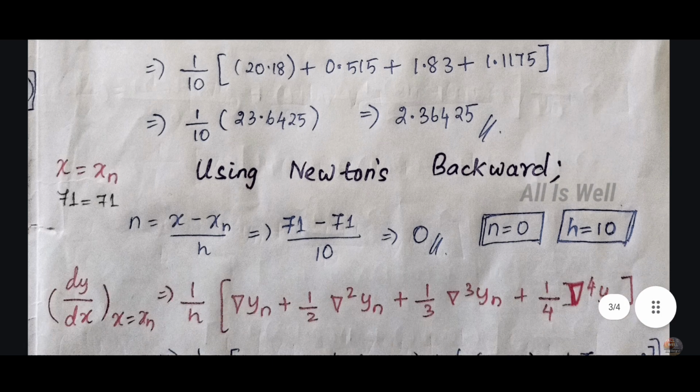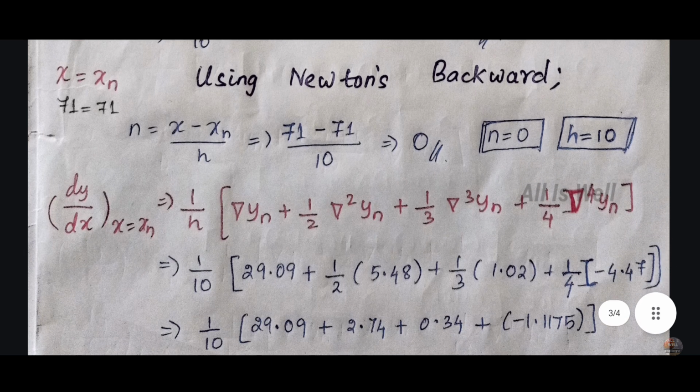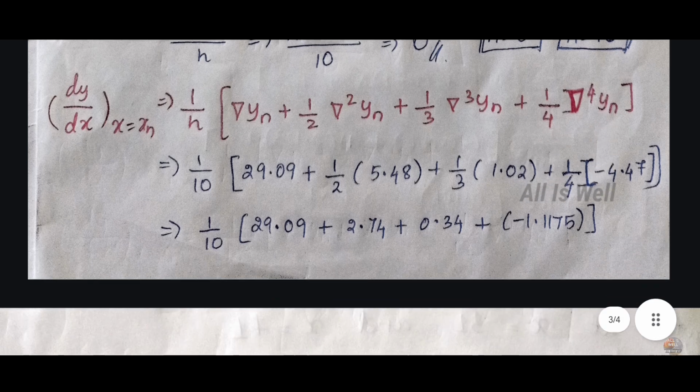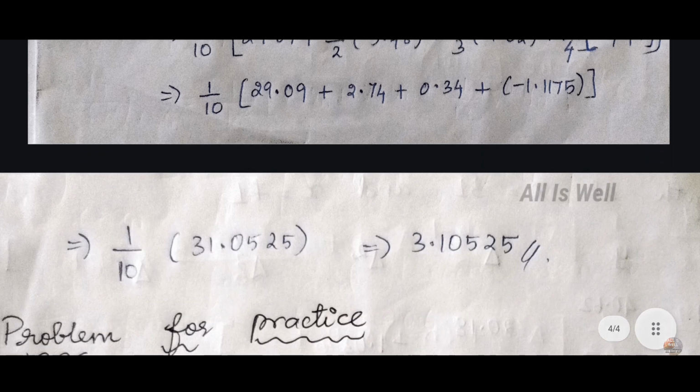The next value we have to find is for 71, and here x is equal to xn. Thus use another set of formulas in Newton's backward. Substitute the values of n, h, del yn, del square yn, del cube yn and del power 4 yn in the formula. Here del power 4 y0 and del power 4 yn would be the same. After arithmetic simplifications, you will get the value for x equal to 71 using Newton's backward. I hope you understood this concept in a better way.